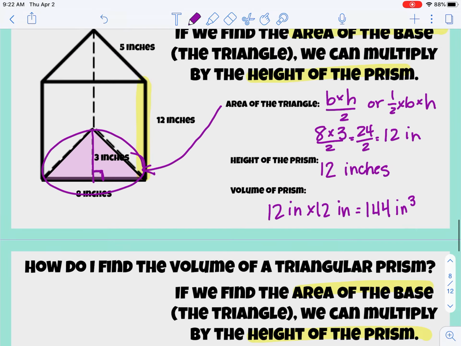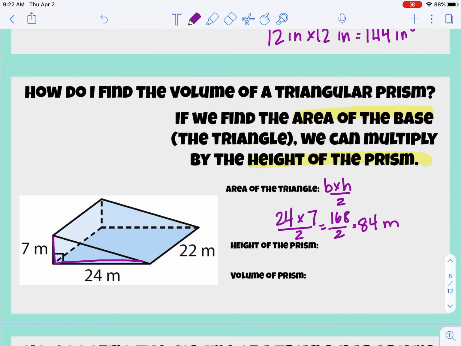Then we have to think about what's the height of the prism. Remember, think back to what we did here. We had the base, and then we had how tall the prism is. Here it's going to look like how long the prism is. So in this case, the height of our prism is 22 meters. So we're going to take our area of the triangle, our 84, and the height of the prism to find our total volume. So we're going to do 84 times 22, and we should end up with 1,848 meters. And don't forget that cubed, meters cubed.